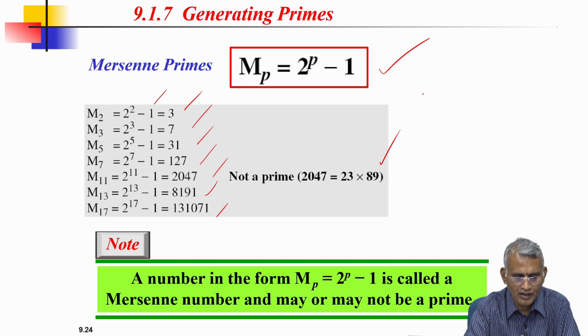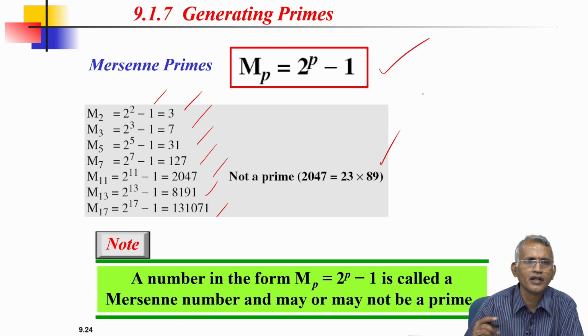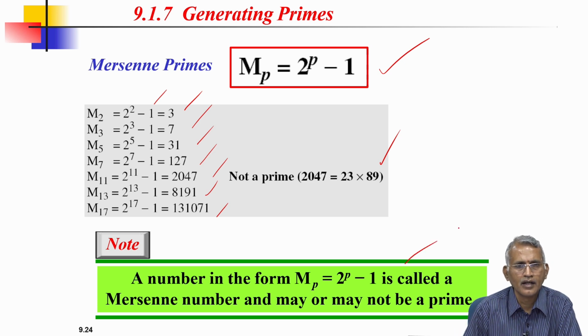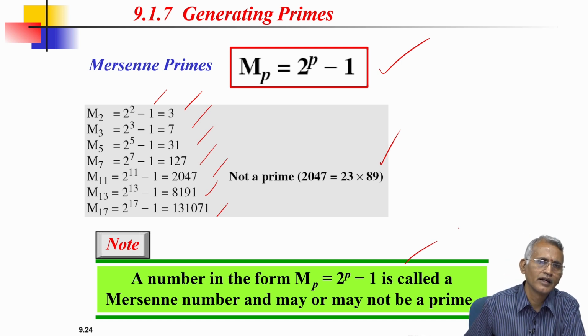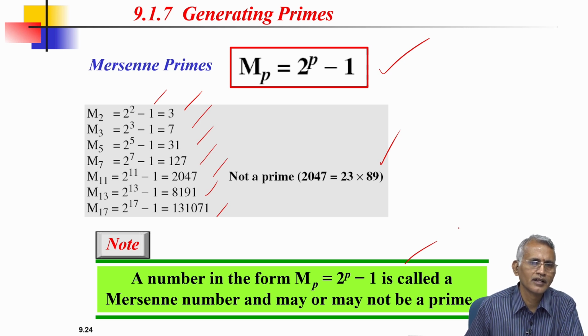A number in the form M p equal to 2 power p minus 1 is called a Mersenne number, and it may or may not be a prime. That is what we explained earlier. So, the above values we checked to see whether they are prime or not. So, directly we cannot say that it is a prime.